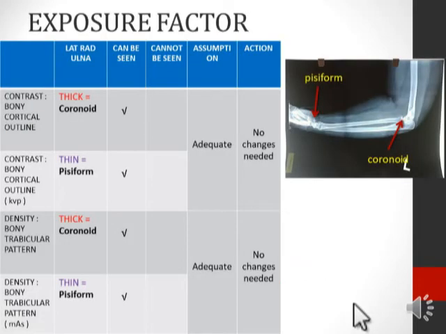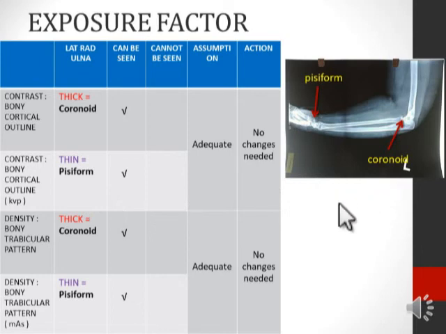So next is exposure factors. For the thick structure for lateral radius ulna is the coronoid process, while the thin structure is the pisiform. So the bony cortical outline for the thick structure, which is coronoid process, and the thin structure, which is the pisiform, can be seen. So there is no changes needed.